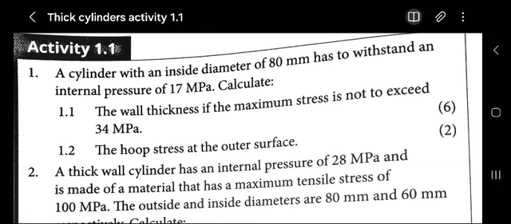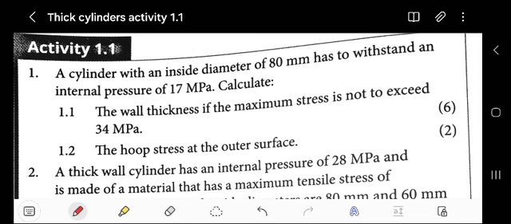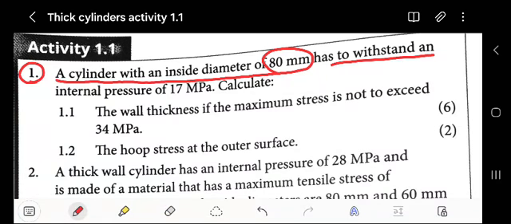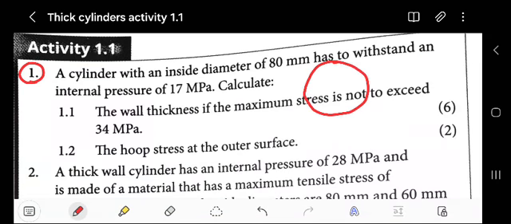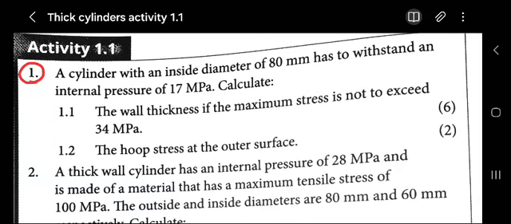So here we've been given question 1, which is activity 1.1. It says a cylinder with an inside diameter of 80 millimeter has to withstand an internal pressure of 17 megapascal. For now, you're supposed to know that the internal pressure acts in the same direction as the radial. So the internal pressure is the same as the radial stress at the internal diameter.